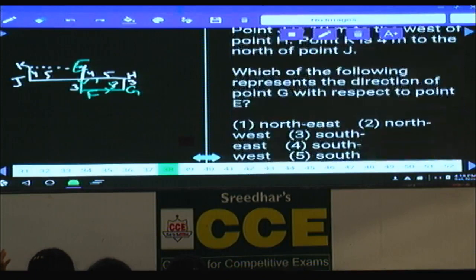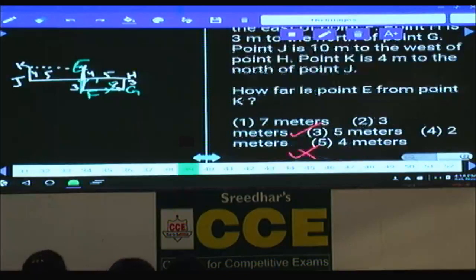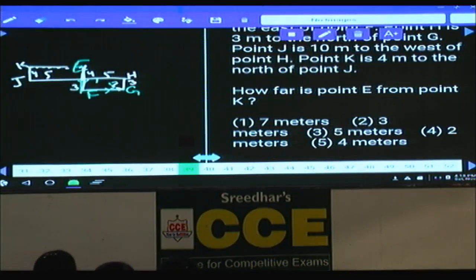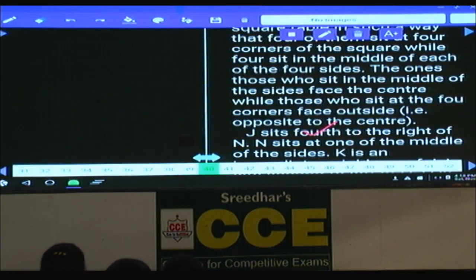Then coming to question number 38, which of the following represents the direction of G with respect to E? G with respect to E, south and east, southeast. Southeast, and it is given in choice 3. Then question number 39, how far is E from point K? Now we need to find out this distance. What is this distance? It equals 5 meters. And so 5 meters, that is choice 3. So 39 is choice 3. Then question number 40 onwards, 40 to 44, is based on a square table.